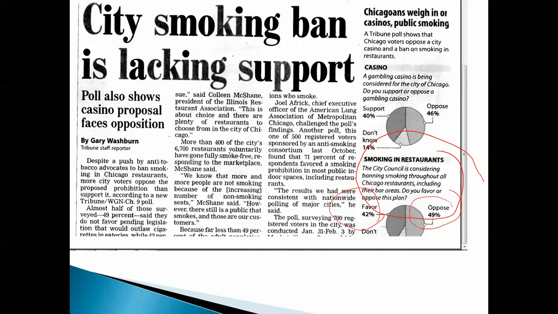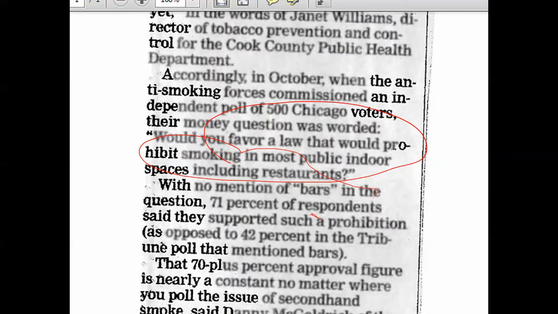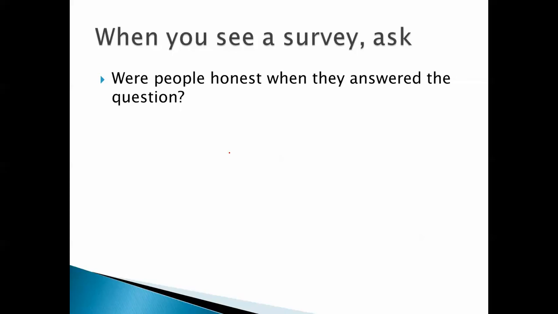Once you throw in bars, people figure, oh, if it's a bar, people are going to smoke. Go ahead and let them smoke. But if you don't mention bars in the question, then 71% of people say, yeah, you should ban smoking in restaurants. So again, the way you phrase the question affects the way the survey turns out.